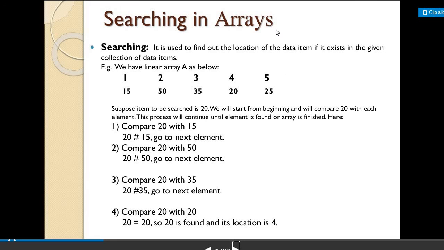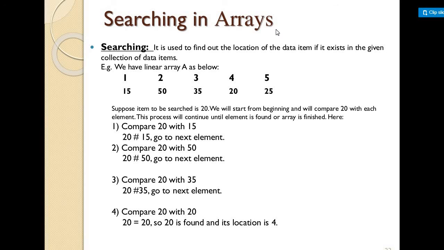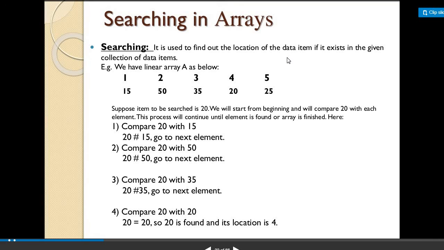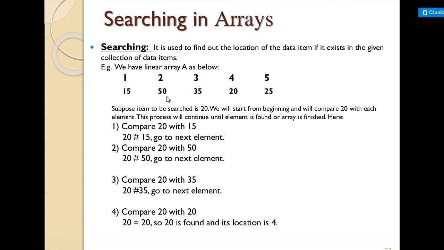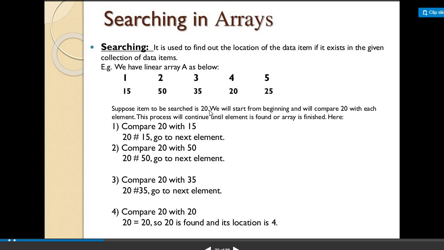Now, searching in an array. It is the technique used to find out the location of a data item if it exists in a given collection of data items. We have a linear array, locations 1 2 3 4 5, with elements placed in it. Suppose the item to be searched is 20. We start from the beginning and compare each element with 20, and this process continues until the element is found or the array is finished. Comparing one after another, we have found 20 stored at position 4.